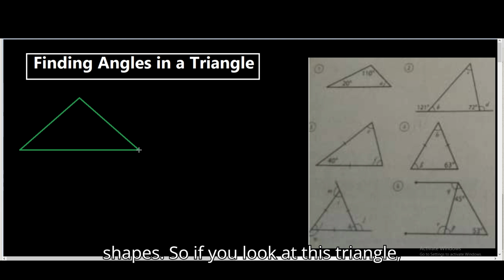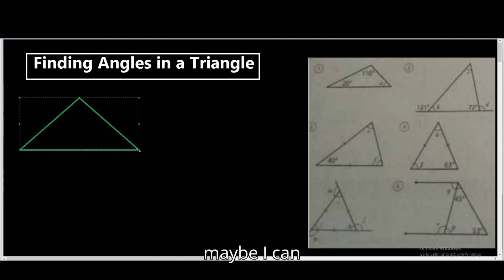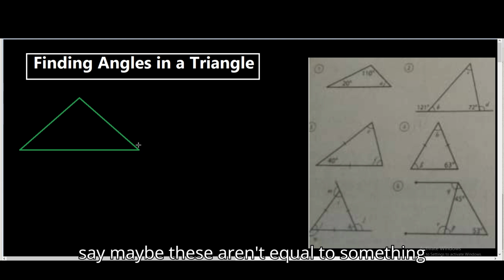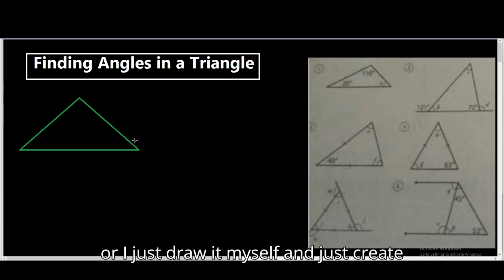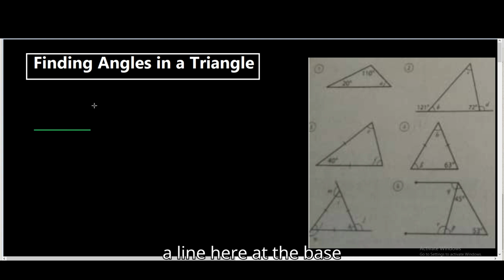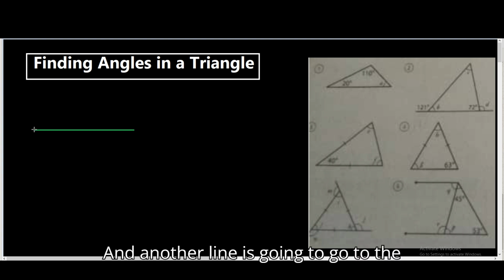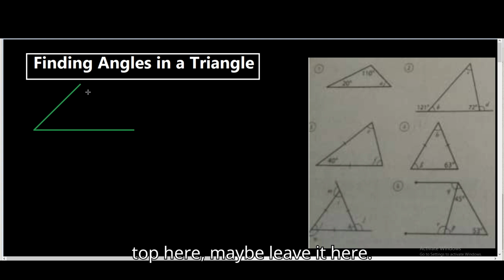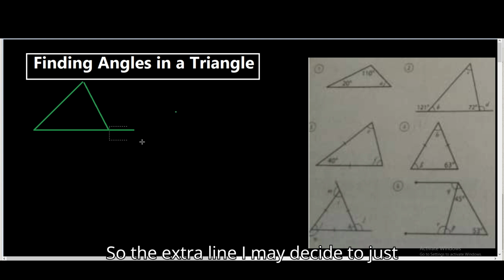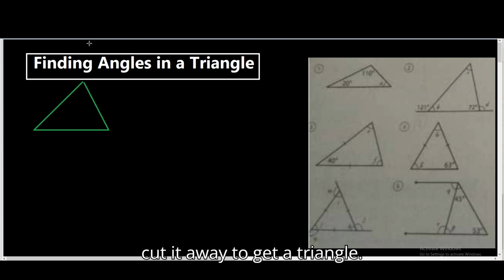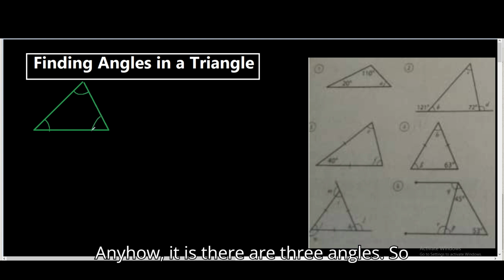So if you look at this triangle, maybe I can say maybe these aren't equal, or I just draw it myself and create a line here at the base, and another line is going to go to the top here. Then I probably have another line go this way. So the extra line, I may decide to just cut it away to get a triangle. Once this is a triangle, I have three angles there. This is the first angle, the second angle, and the third angle. Anyhow, there are three angles.